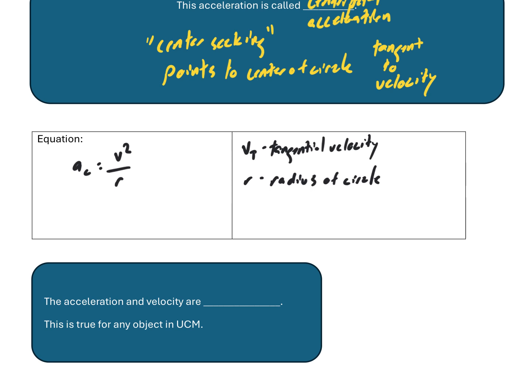Once again, acceleration and velocity are always going to be perpendicular to each other, and this is true for any object in uniform circular motion. So once again, acceleration is v squared over r for centripetal acceleration. Tangential velocity is v t, we'll square that, and the radius of the circle is r. And the units for this, again, will be meters per second squared. That hasn't changed. So we're still going to be able to calculate the acceleration this way.